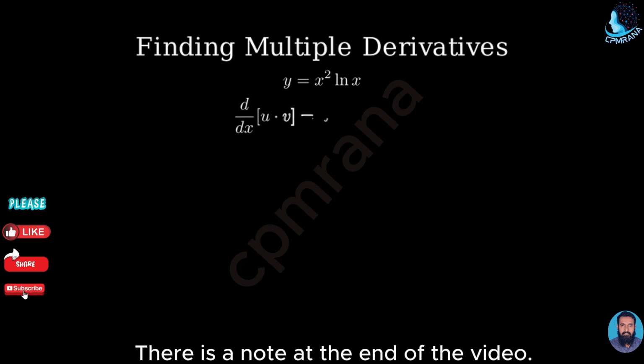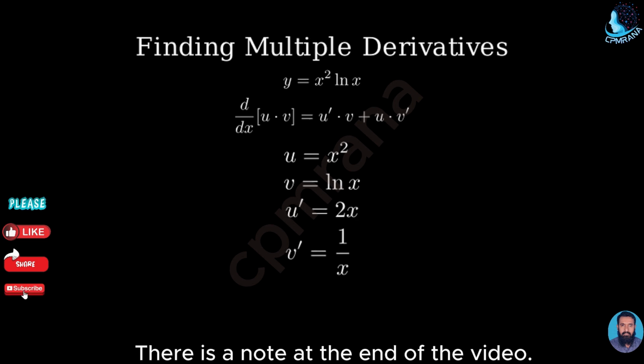The product rule states that the derivative of u times v equals u prime times v plus u times v prime. In our case, u is x squared and v is natural log of x. The derivative of x squared is 2x, and the derivative of natural log of x is 1 over x. Now, let's apply the product rule.